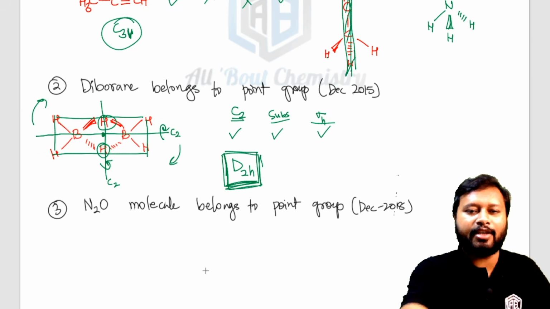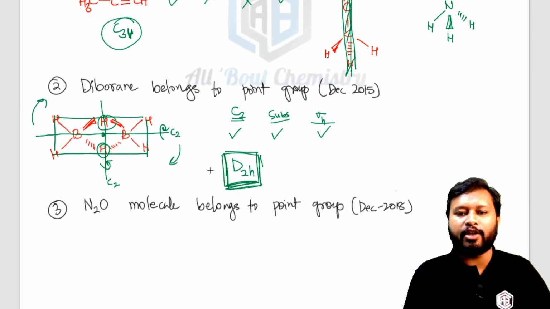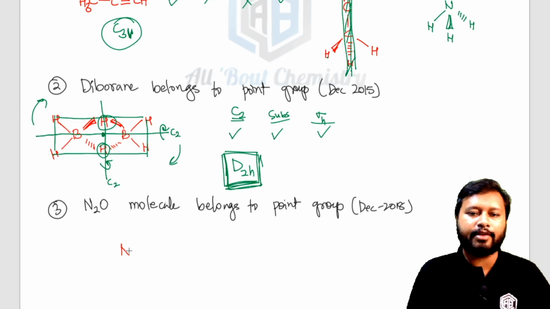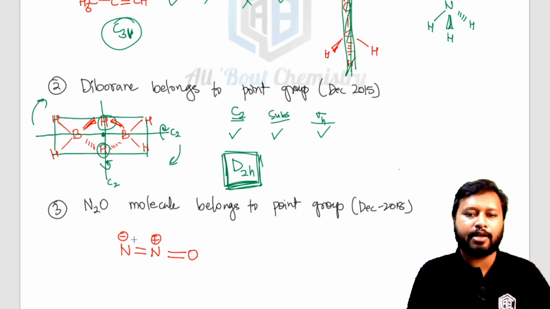The next question says that the N2O molecule belongs to the point group. Now this is again a very simple molecule. I have to draw the structure of it first of all. So N2O is something like this. N2O has this structure where you have a minus charge here, plus charge here.